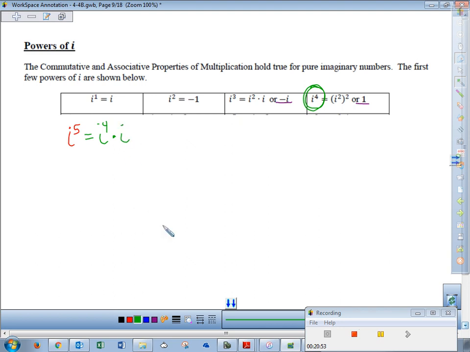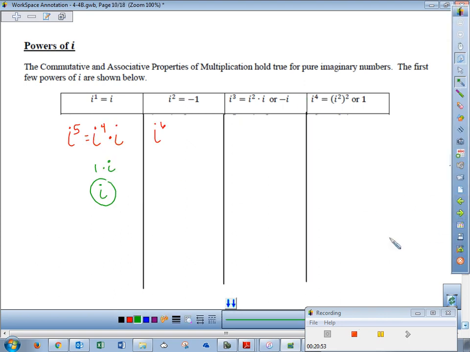Well, how much is i to the 4th? i to the 4th is 1. So this is 1 times i, which is how much? It's i. i to the 5th is really i, because wasn't there an i to the 4th in it? And how much is i to the 4th? 1. Cool? i to the 6th will be next.